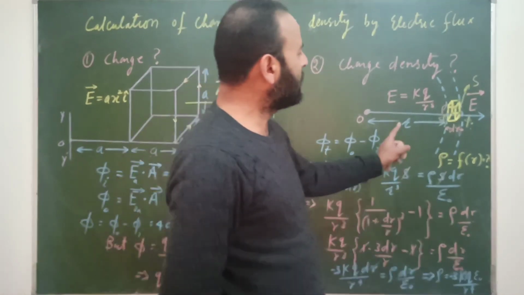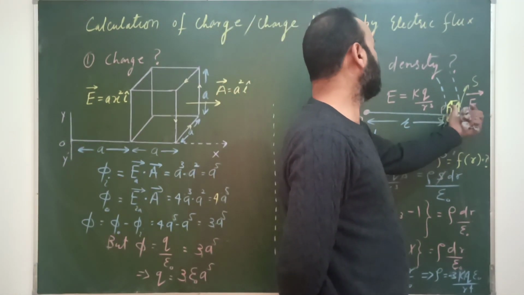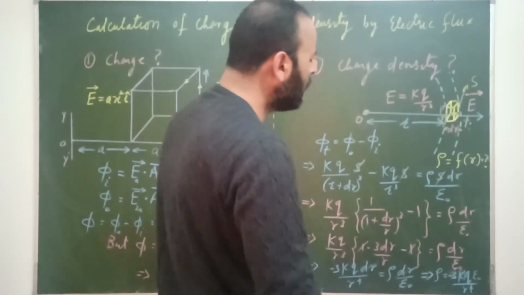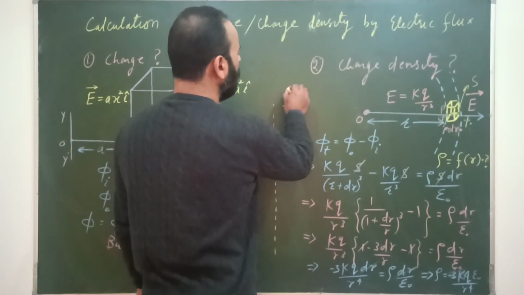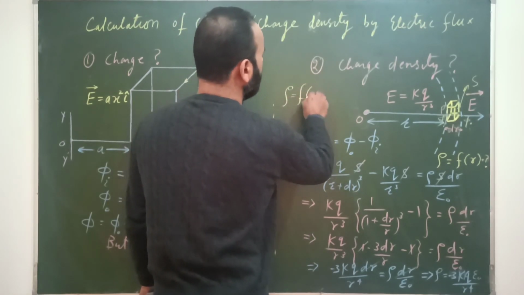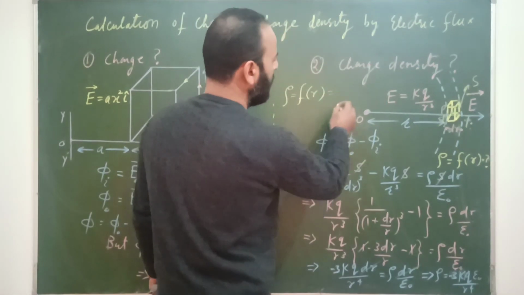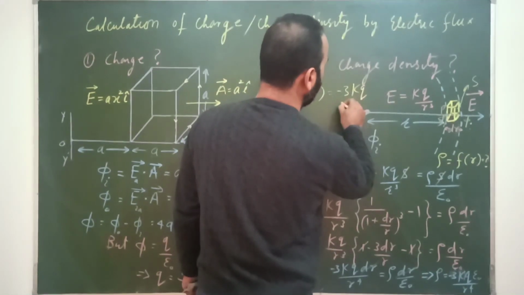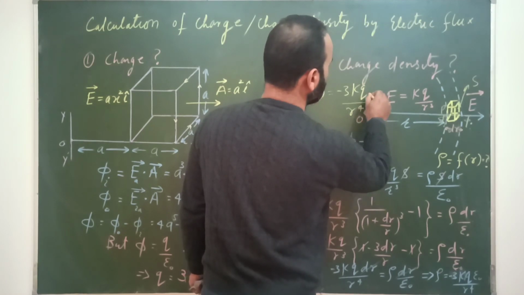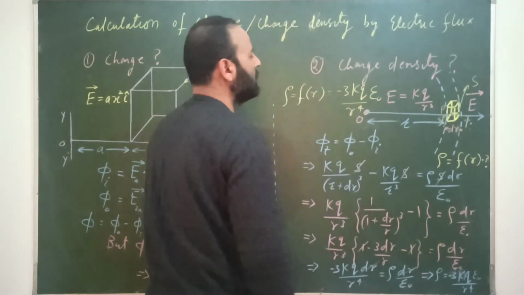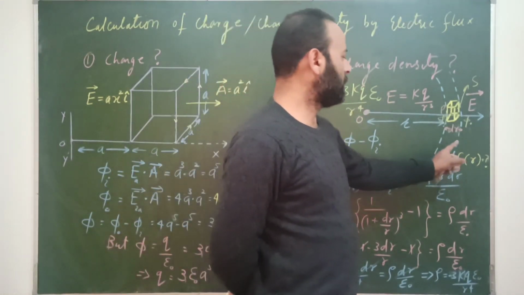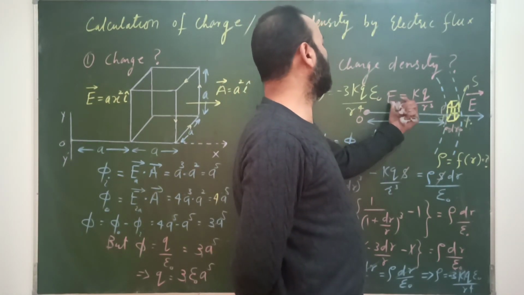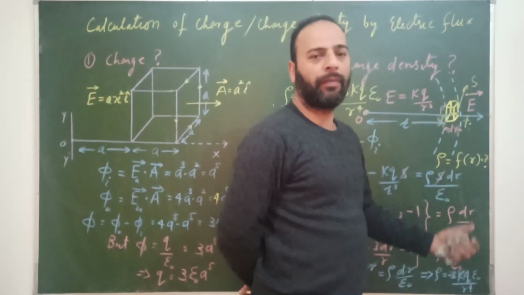So this is the charge density because of this electric field. We can also write rho as a function of r as minus 3 KQ epsilon naught divided by r raised to power 4. This is the charge density as a function of r from the point O due to the electric field KQ divided by r cubed.